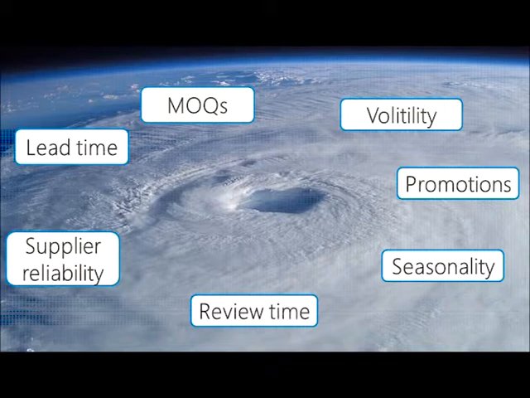Maybe it's the review time. So the review time we often don't factor in. So maybe it's that the lead time is 4 weeks, but actually we only order this product once a month. So it could be up to 8 weeks that we need to cover for. We've then got seasonality to take into account.